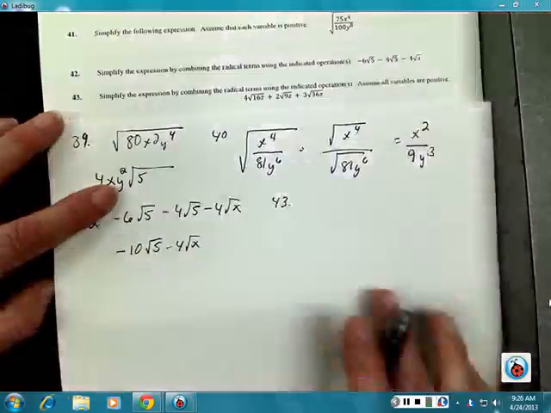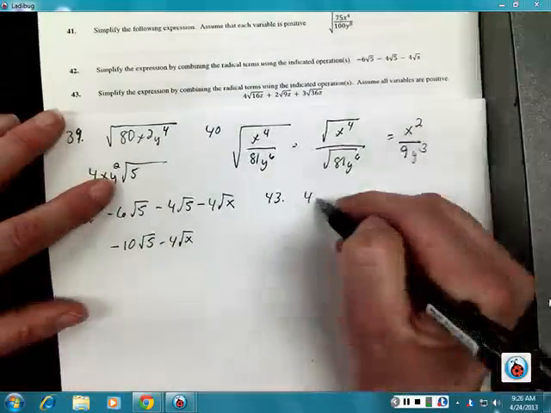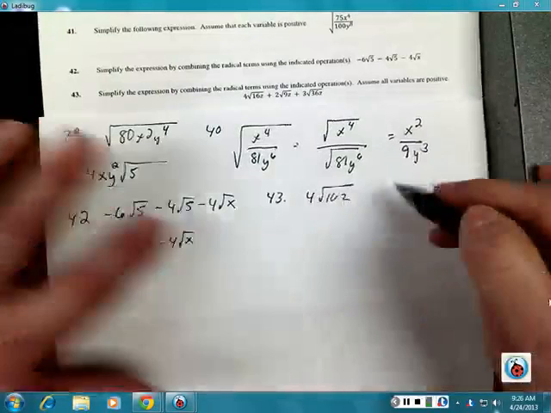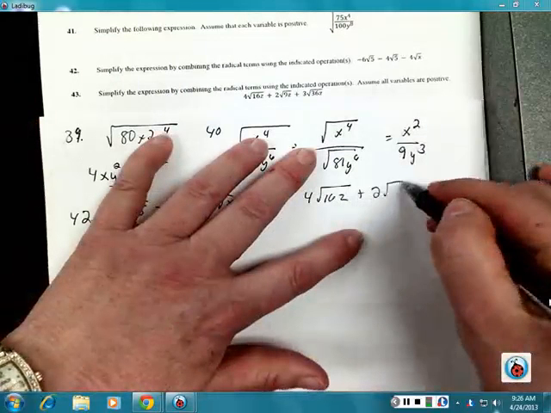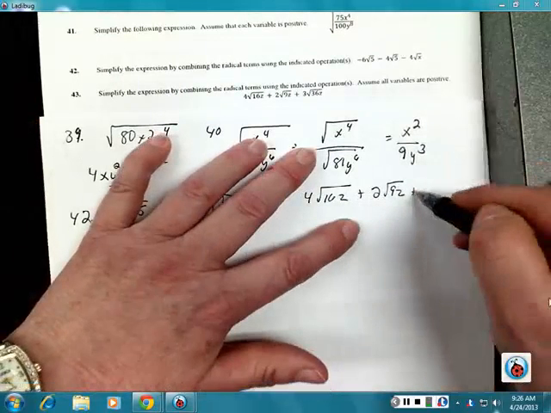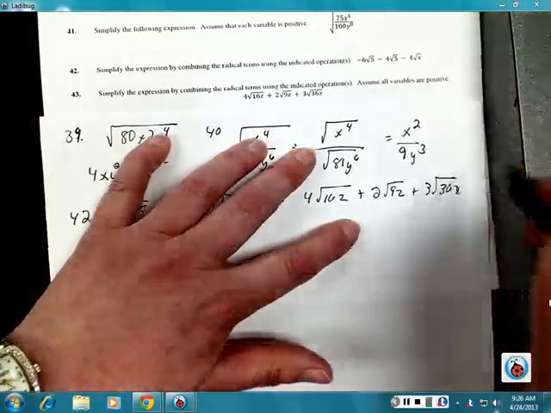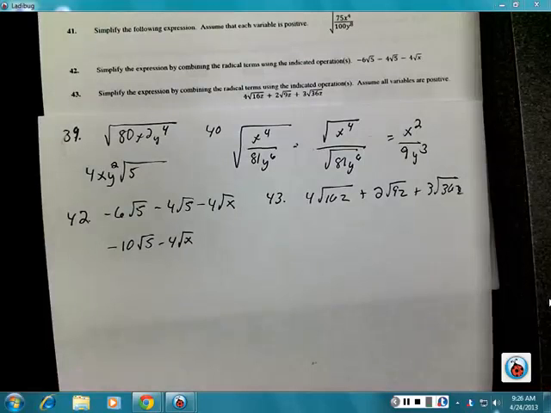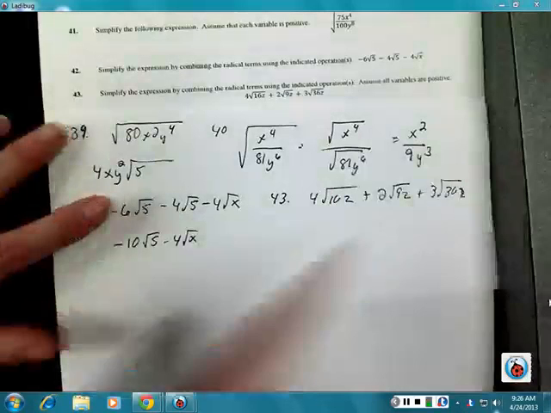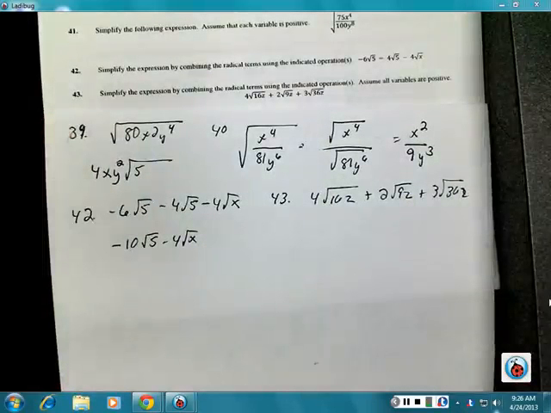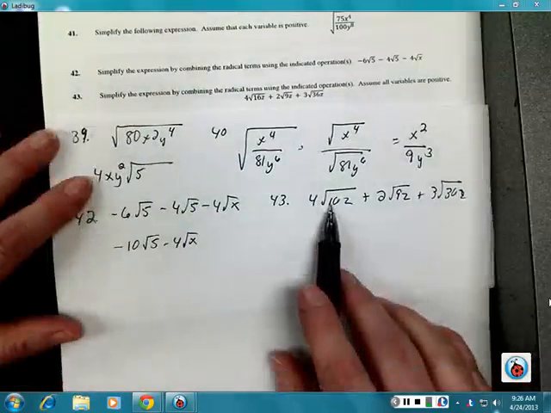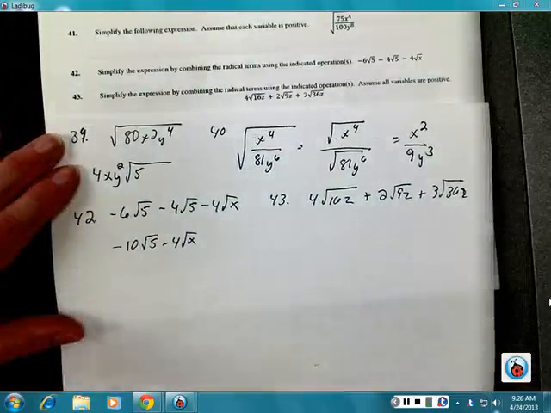43, I should say. Now 43 has a little more involved in it, because I have 4 the square root of 16z plus 2 the square root of 9z plus 3 the square root of 36z. That one's got 3 pieces I got to break apart, and I got to simplify each of these before I can see if I can combine anything.